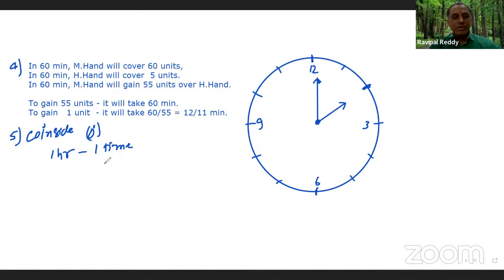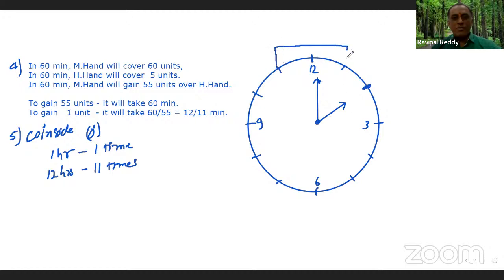Each hour, only one time the minute and hour hands will coincide, but in 12 hours it is not 12 times, only 11 times. Why? What is the reason? Between 1 and 2, one time these two hands will coincide. 2 and 3, one time. 3 and 4, one time. Each hour, one time the minute and hour hands will coincide.